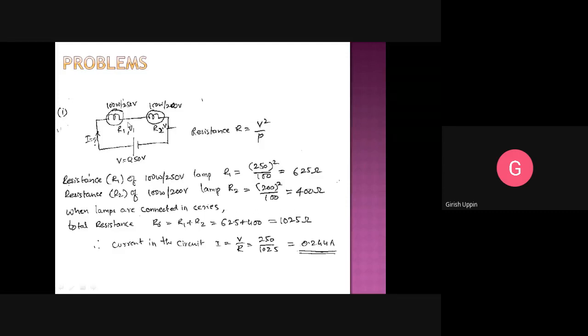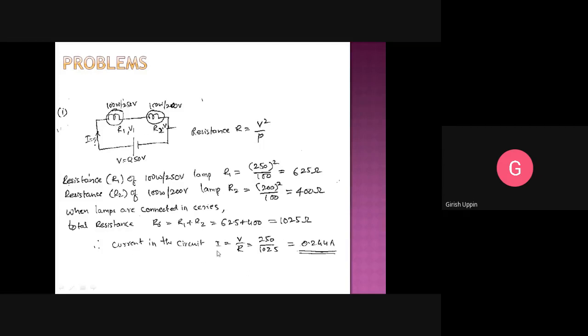Now both are connected in series. We know what the effective resistance of series resistances is. It is the sum of their values. Rs is equal to R1 plus R2, that is 625 plus 400, that is 1025 ohm. That is the effective resistance of this series combination.